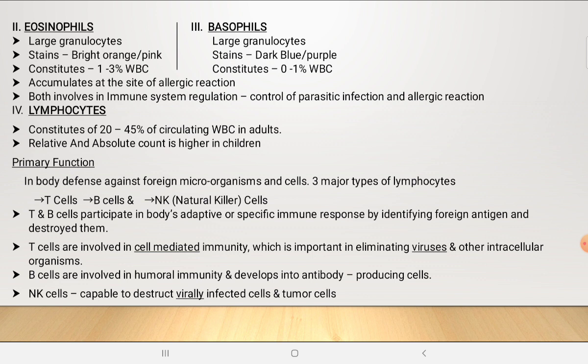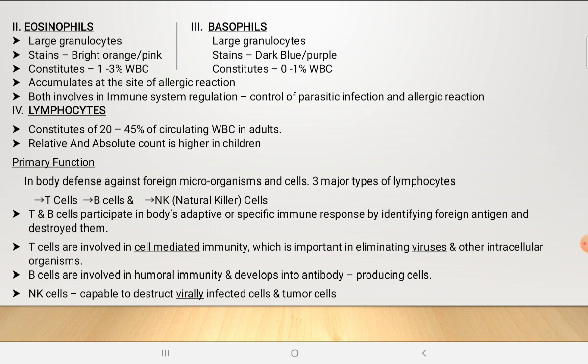So, lymphocytes. Primary function is defense against foreign microorganisms. Eosinophils and basophils regulate the immune system itself, among them controlling allergic reactions, that is eosinophils and basophils, both for allergic reactions and parasitic infections. Here lymphocytes play an important role, and the percentage of concentration within the total WBC is also high.